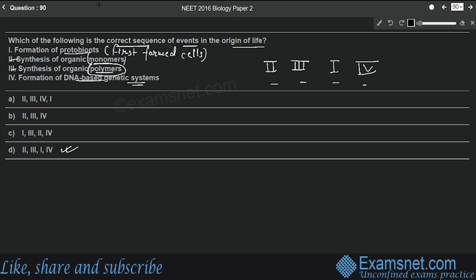So here we complete all the biology questions from NEET 2016 phase 2 paper. Okay, and we'll be back with another session very soon. Till then, keep learning, keep scoring high.